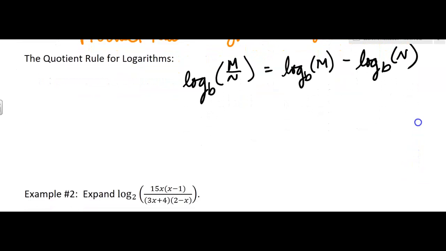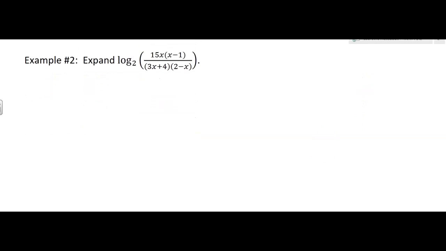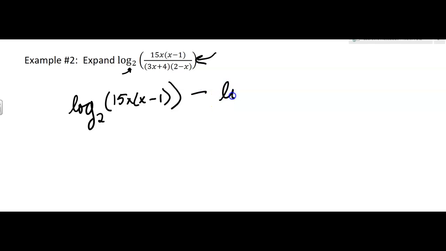Okay, so now let's look at a more complicated problem. So they want us to expand this logarithm, and it's base 2. You can see there's a numerator, that would be the dividend, and a denominator, that would be the divisor. Now remember, subtraction's not commutative, so you have to be careful which way you write this. So first I'm going to split up that division. I'm going to write log base 2 of 15x times x minus 1 minus log base 2 of 3x plus 4 times 2 minus x.